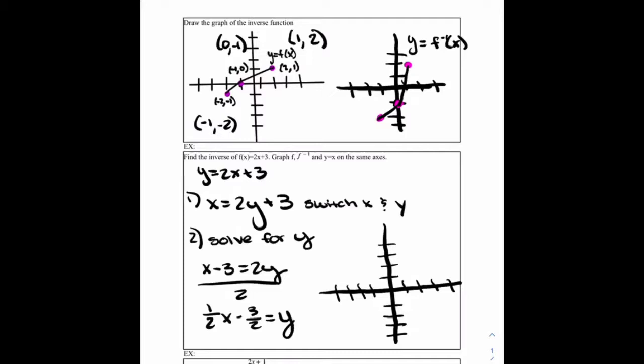So the first one has a y-intercept of 3. I'll do f of x in pink. So a y-intercept of 3 and then a slope of 2. So we can go up 2 over 1 or down 2 over 1. Just get this as close as possible. And then just draw our line through there about like this. So y equals f of x.